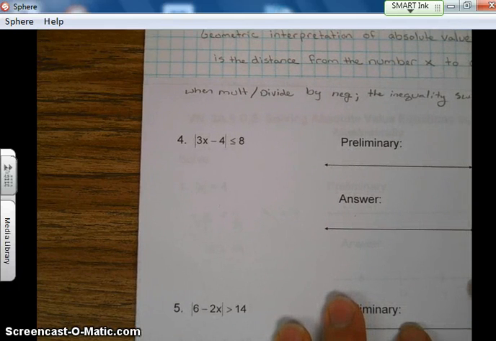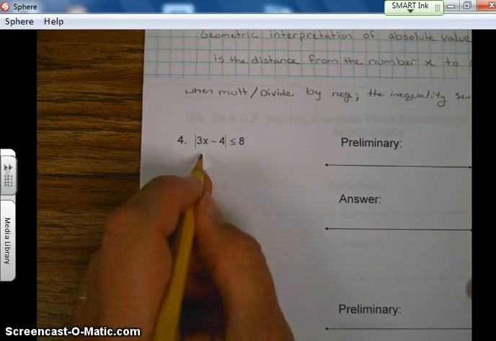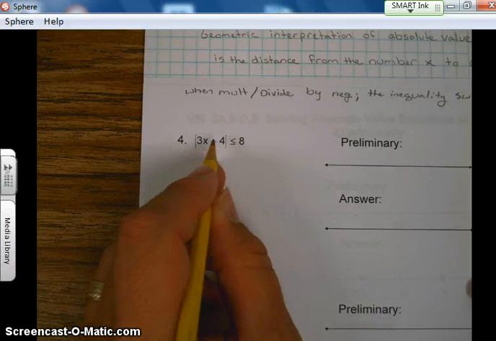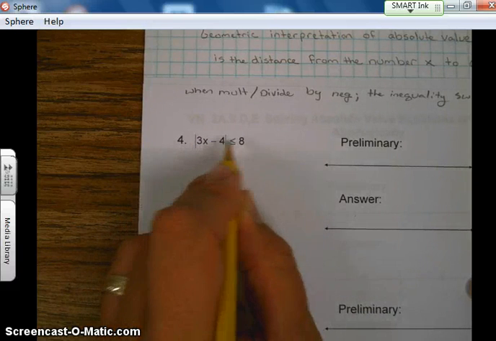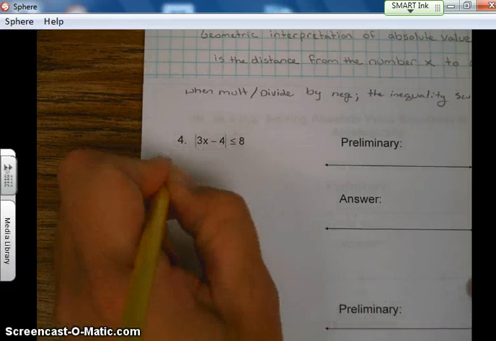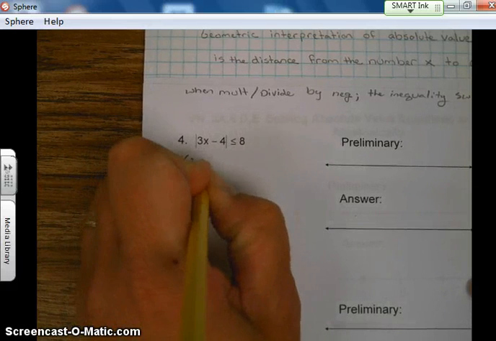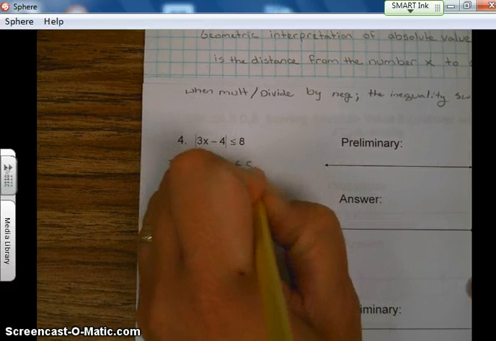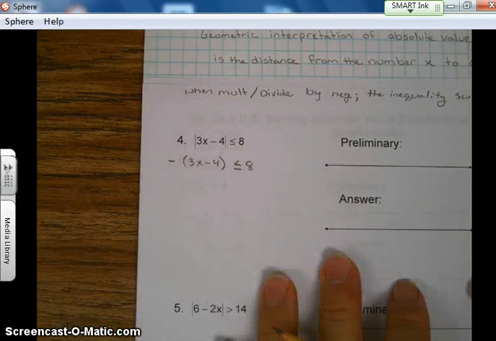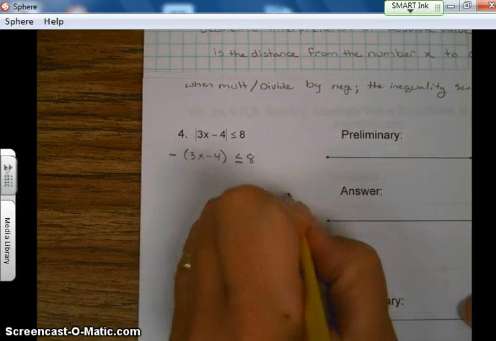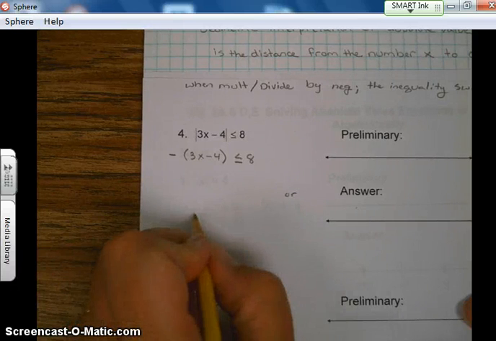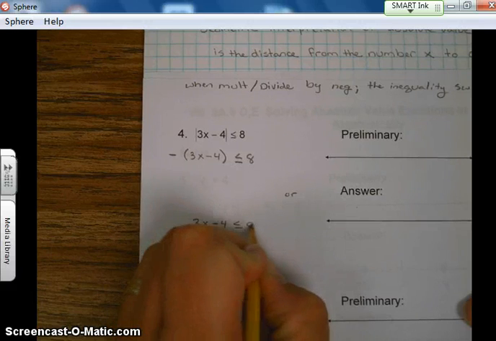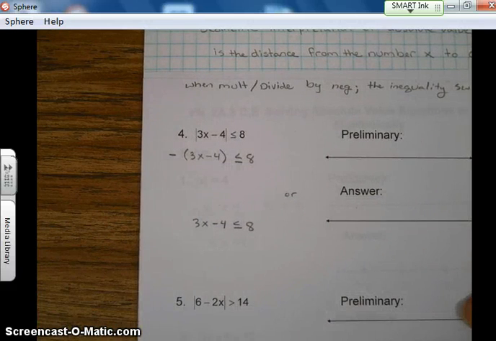Okay, so again, using our definition, the expression inside the absolute value could either be positive or negative in order to come out with this number here. So we're going to start off with a negative, and that's going to be less than or equal to 8. Or it could be positive. And so we solve both of these inequalities.